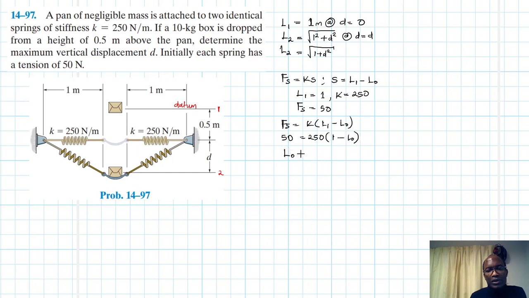Therefore, L0 is just going to be equal to 1 minus 50 divided by 250, so this just becomes 0.8 meters. So we found what L naught is.